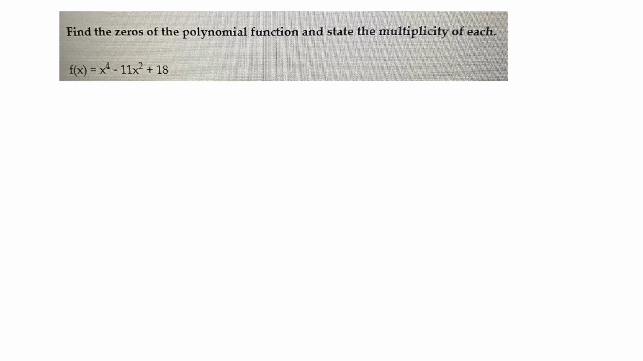Okay, here's a really good question. It's an x to the fourth polynomial, so I know that there could be a possibility of four zeros. There could be three or two or one or zero, but at most it could have four zeros. So I'm looking for four if I can get them.